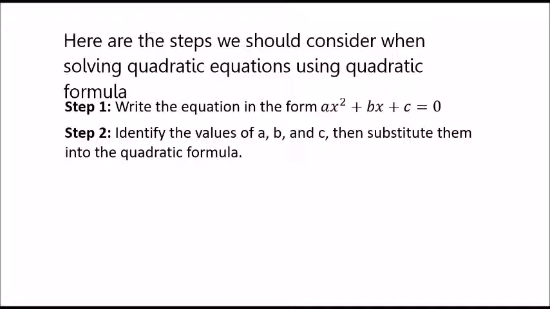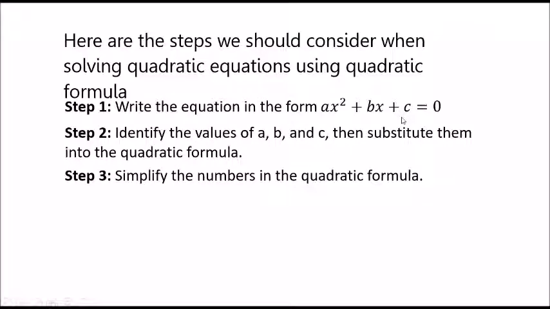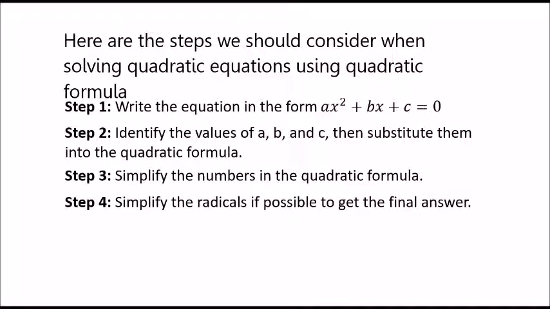So kapag naka-standard form na yung ating quadratic equation, yung a natin is the coefficient of the first term, yung b natin is the coefficient of our second term, at yung c natin is our third term. Step 3, simplify the numbers in the quadratic formula. At yung ating step 4 ay simplify the radicals if possible to get the final answer.